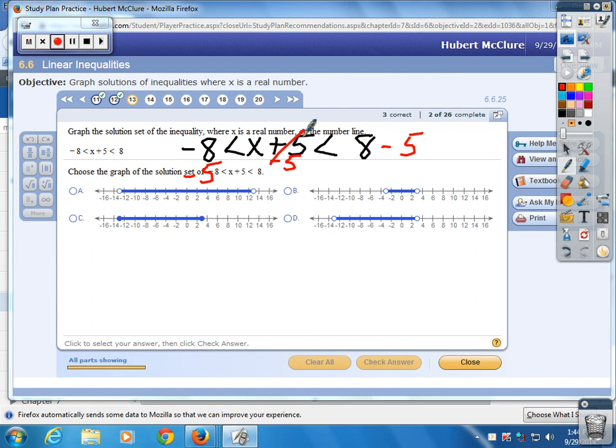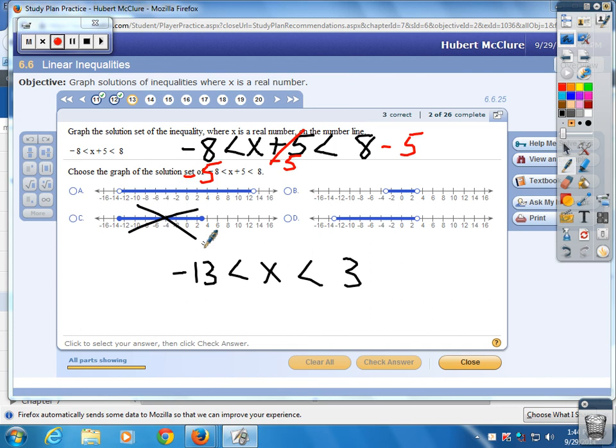And negative 8 minus 5 is what? Negative 13, less than x, less than 8 minus 5, which is 3. So what kind of circle are we looking for? Open on both ends. C is wrong, because C has what? A closed end. And we know that x is between negative 13 and 3, so it's going to be open, shaded, open.